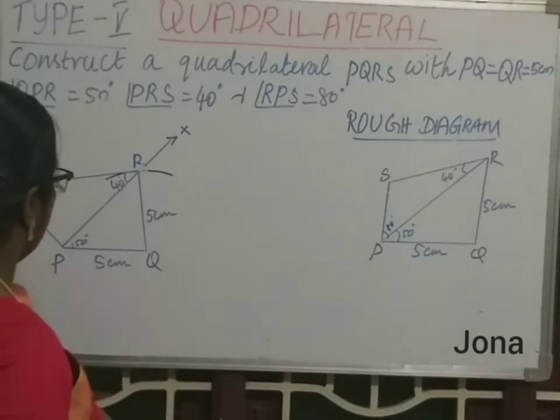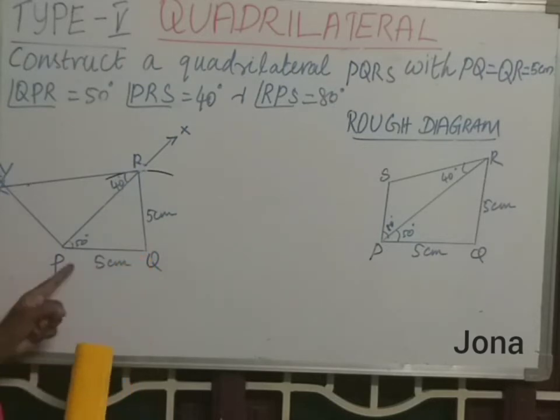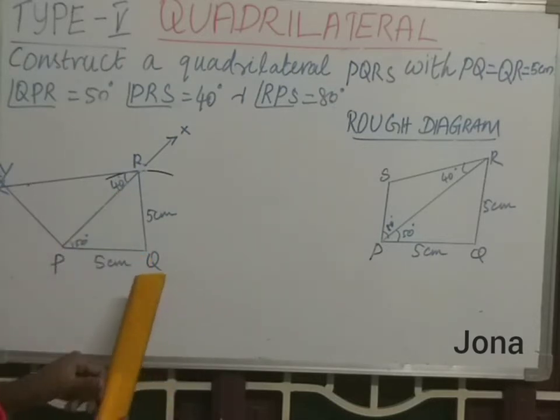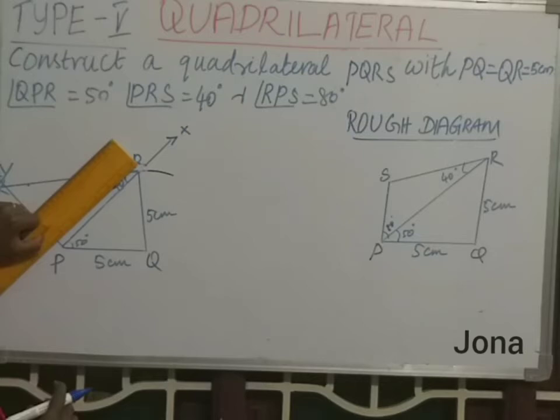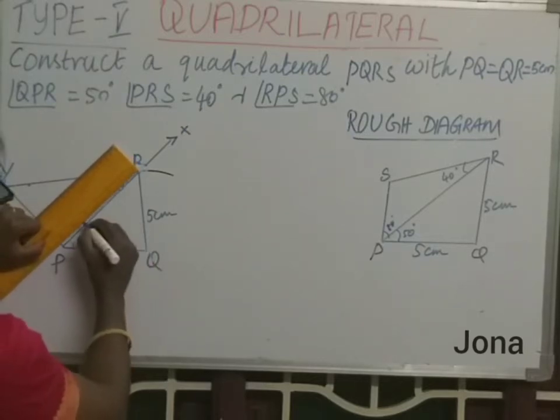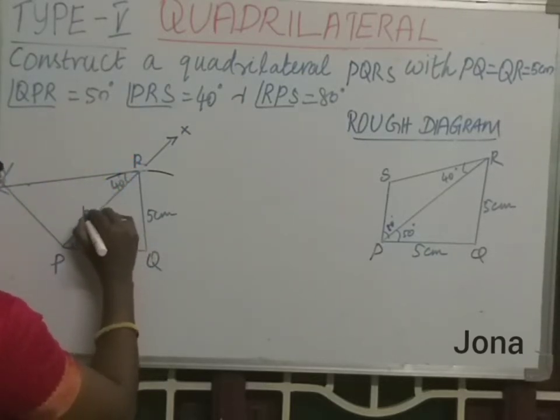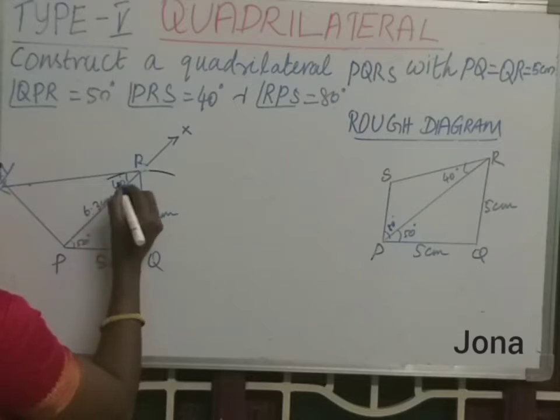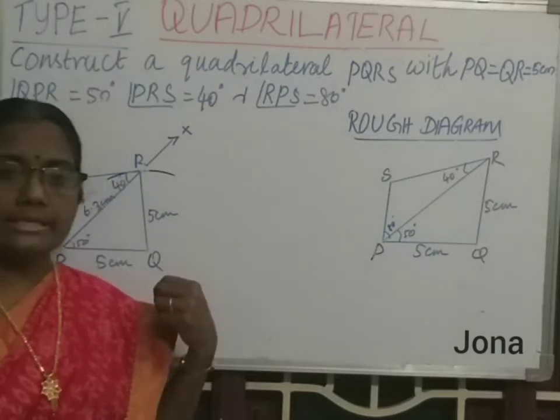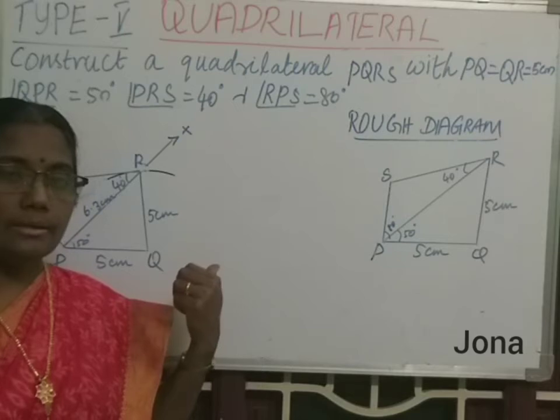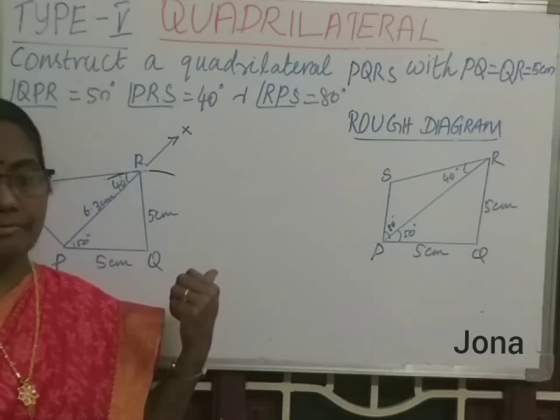Okay. And then now I have this diagonal. So I want to measure the diagonal and write this here. This is 6.3 centimeter.